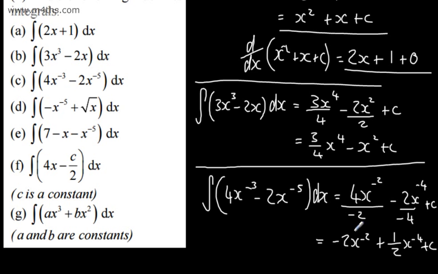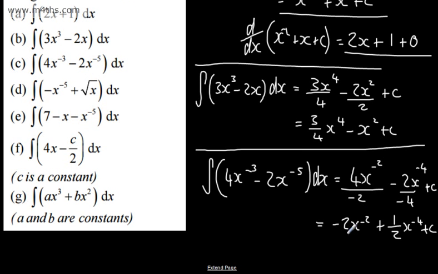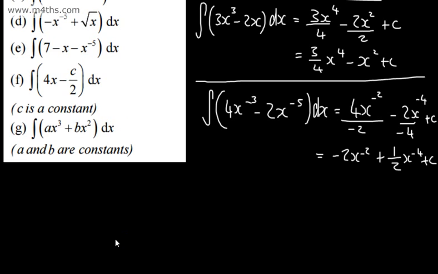Again, there are different forms that these can be written in. If you wish, you might want to write that as -2 over x squared. We're not asked to put it in any particular form, so I'm going to leave it like so.